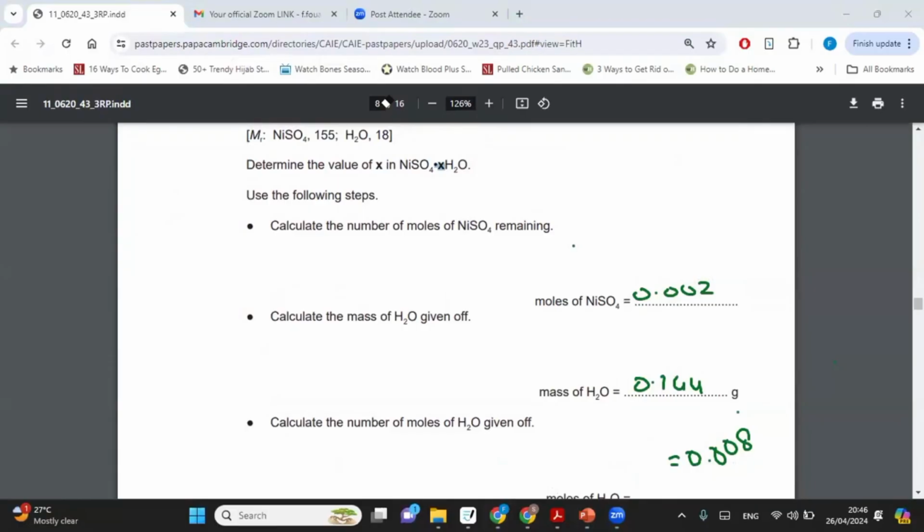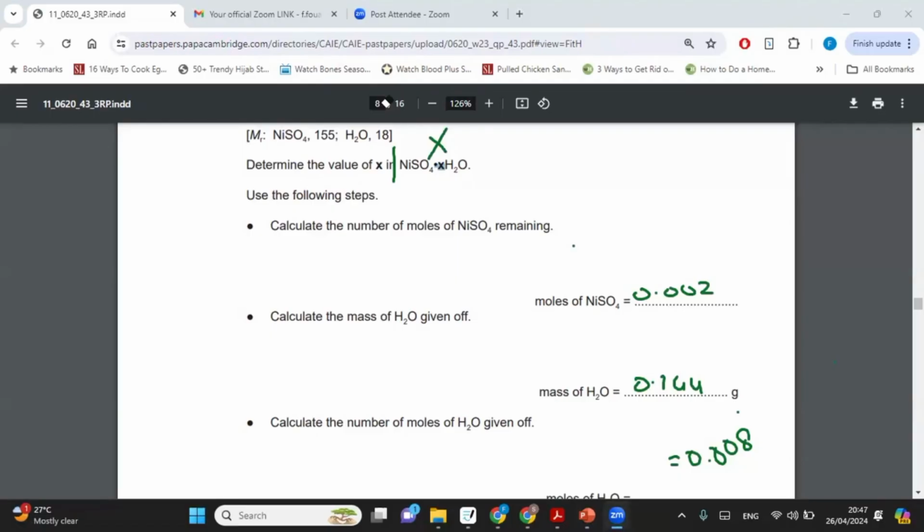In this case, what are we taking a look at? Mole ratio. We have 1 nickel sulfate. Is there any number written next to nickel sulfate? No, we have 1 nickel sulfate. But is there a number written next to H2O? Yes, X. So 1 nickel sulfate and XH2O. Yes, dear, you're correct. 1 nickel sulfate and XH2O.